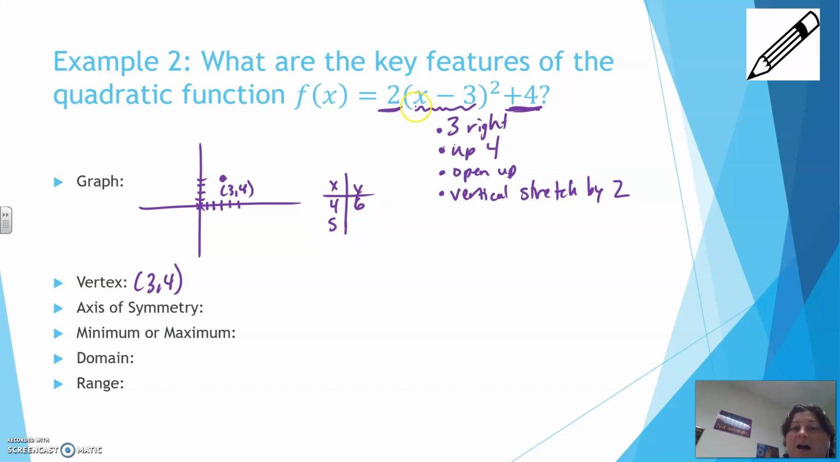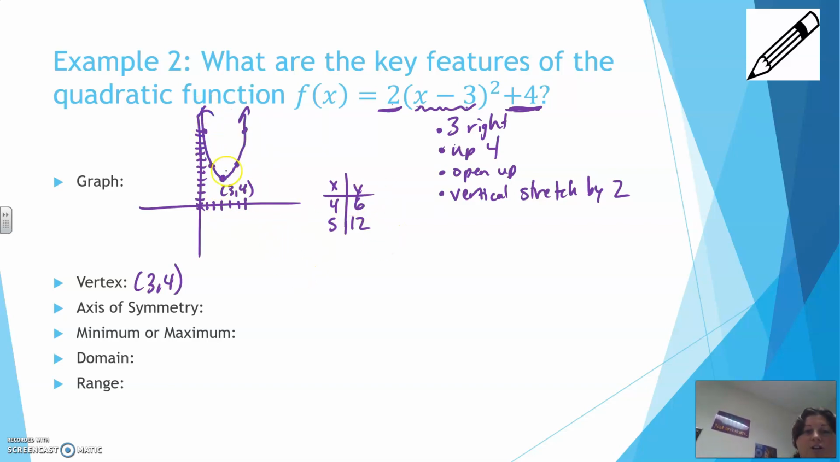So then I plug in 5. 5 minus 3 is 2. 2 squared is 4. 4 times 2 is 8. And then 8 plus 4 is going to be 12. Okay, so I have a point at 4, 6. Again, I'm going to reflect it. So that means I also have a point at 2, 6. But then I'm also going to have a point at 5, 12, which means I also have a point at 1, 12.